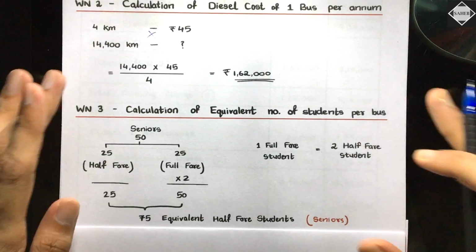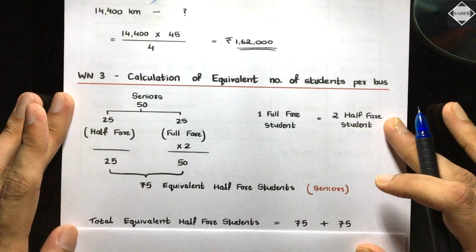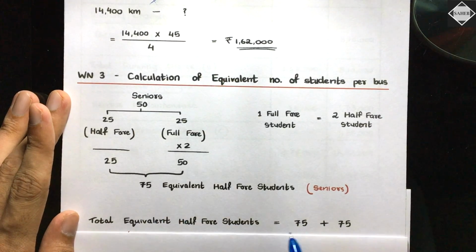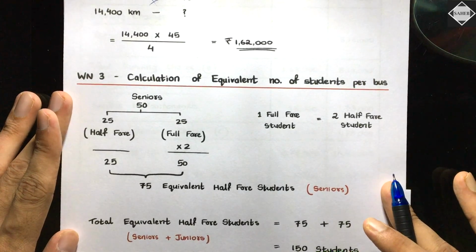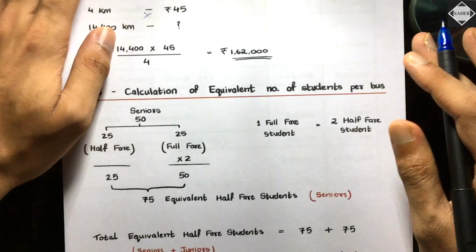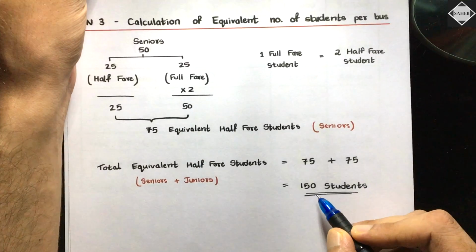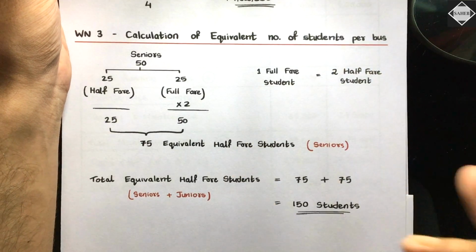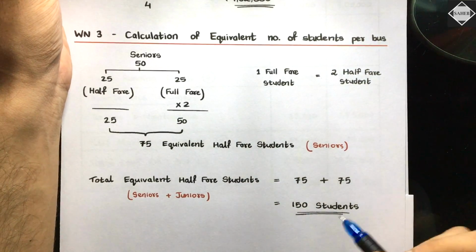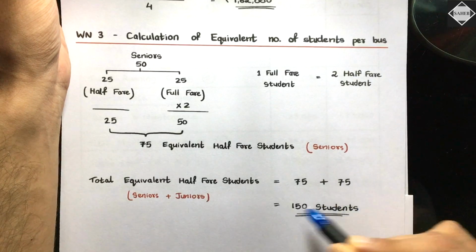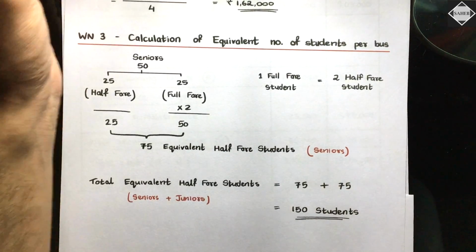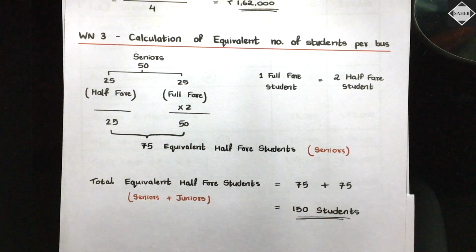So what will the total number of equivalent students be? We calculated 75 for seniors, plus 75, which is equal to 150 equivalent half fare students. Can you see that? Before it was apples and oranges, 100 students. Now we have converted that 100 into a uniform thing, that is 150 equivalent half fare students. Now we can divide and calculate the cost per equivalent half fare student.